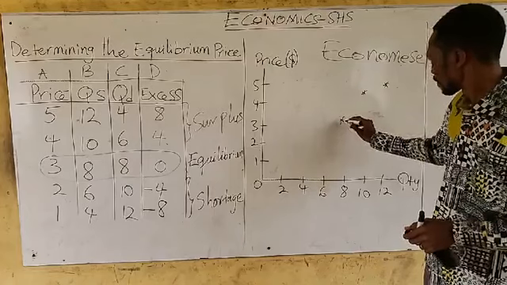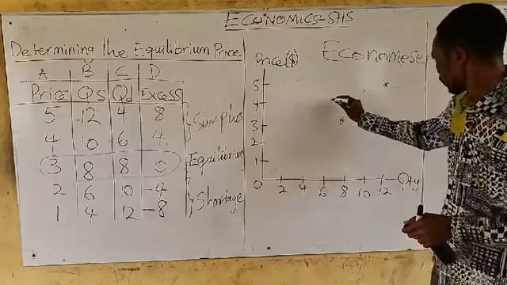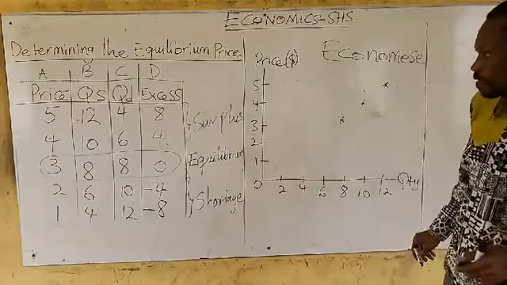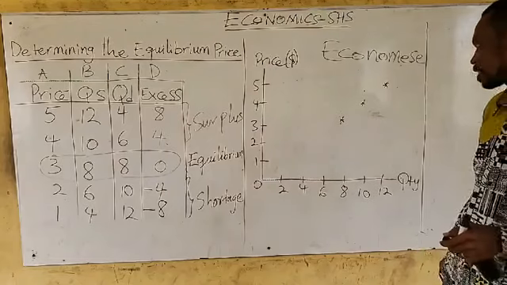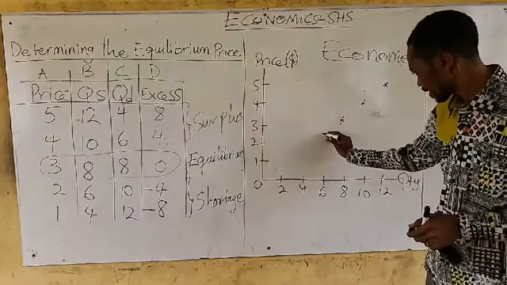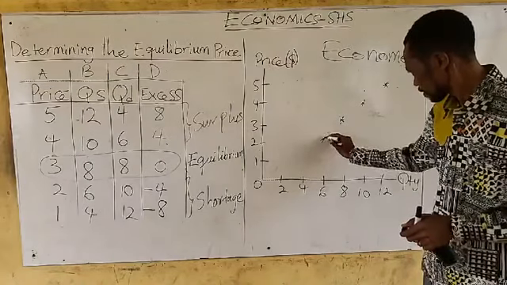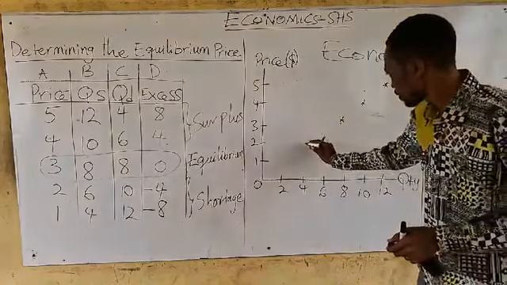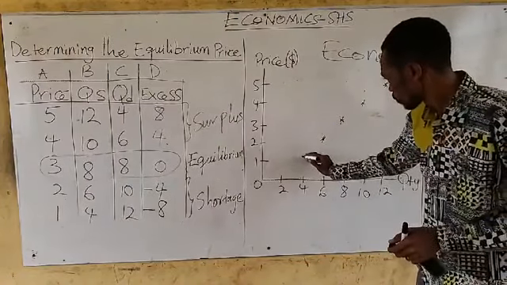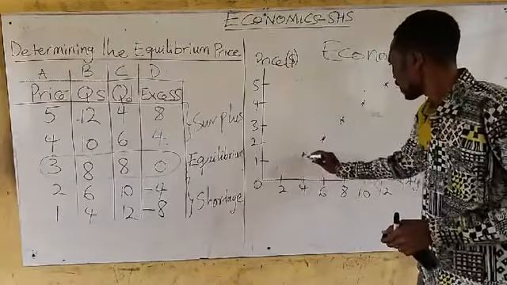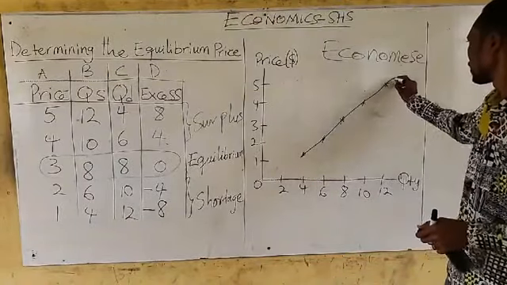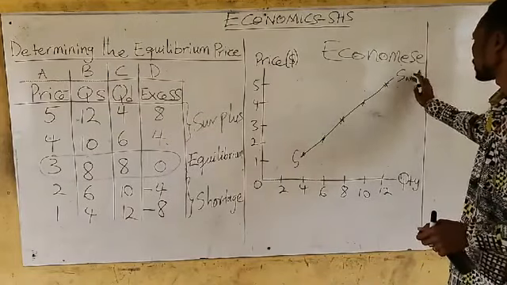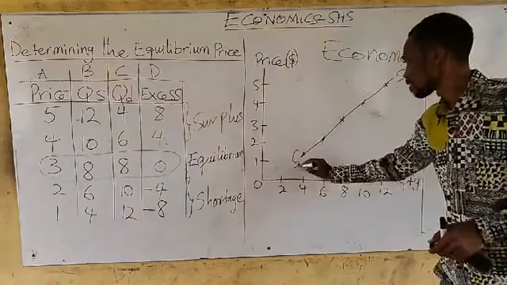Okay. Price of 2. The quantity supplied is 6. 2 against 6. Then at the price of 1, 4 was supplied. 1 against 4. This is it. After that, join the line. This is your supply curve. This supply curve is for Amma. Amma is the seller. So I've written S for Amma.